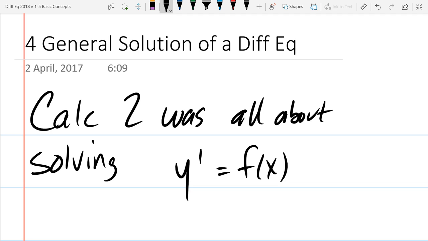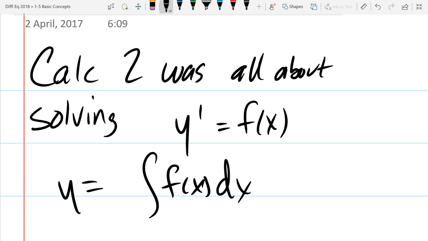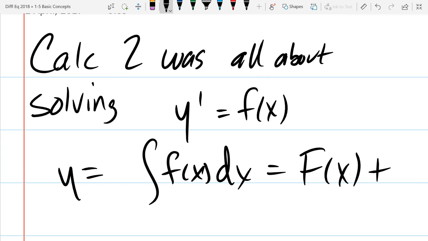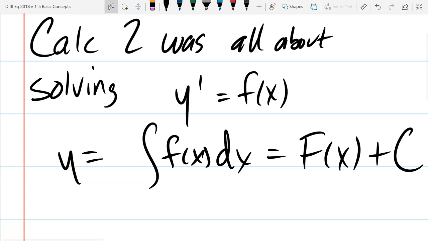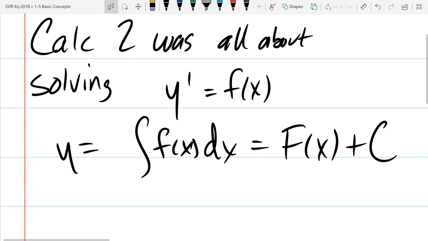That was, I mean, we did sequence and series. There's some other stuff we did, but most of what we did was solve this equation for lots of different functions of x. And how do we do that? y equals integral f(x) dx. So that was how we solved all these type of questions. And we usually wrote it as capital F plus C. So I didn't tell you, but you were solving differential equations in calculus.